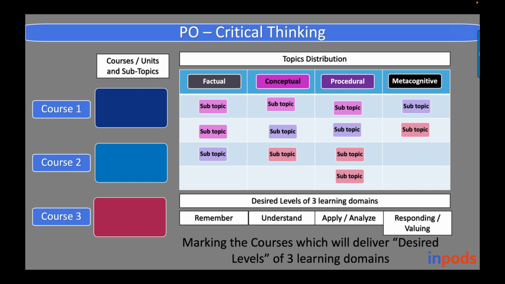So you may come out with a distribution of topics like this, and you can see here that these are the desired level of cognitions also, right? So any subtopic that you have identified as your factual, you know directly now I have to take the students to remember level. So when you design the questions related to these topics, the expectation level is already set here, right? Likewise, conceptual, likewise, procedural, likewise, metacognitive. So this is very clear now, right? You exactly know what is the subtopic related to what knowledge dimension and what is the desired level of cognition.